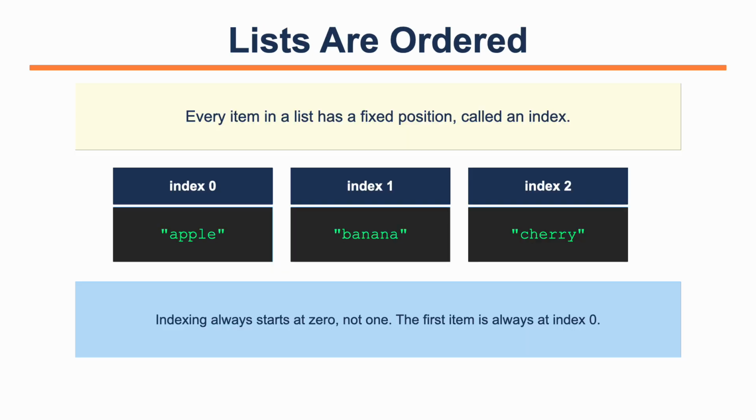Because lists are ordered, every item has a fixed position. That position is called an index. Indexing always starts at 0, not 1. So the first item is at index 0, the second is at index 1, and the third is at index 2. This is one of the most important things to remember in Python.